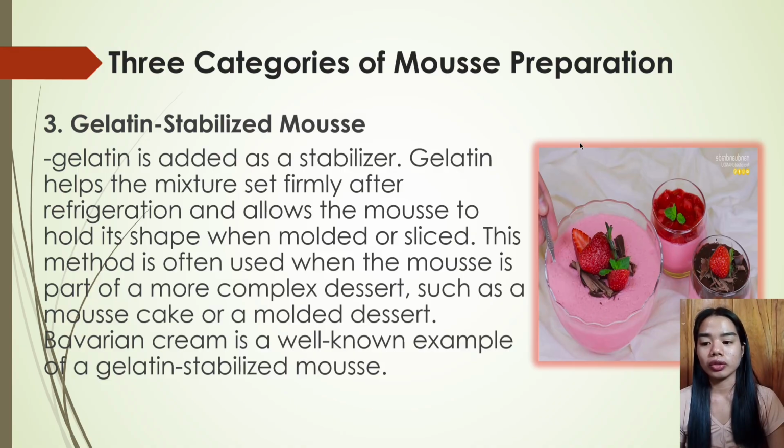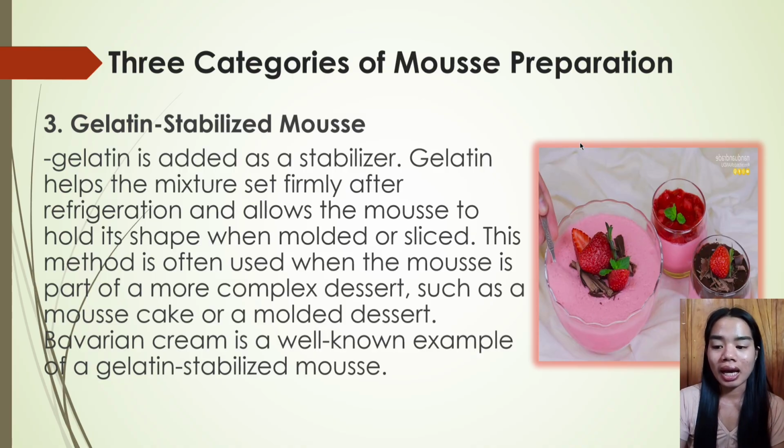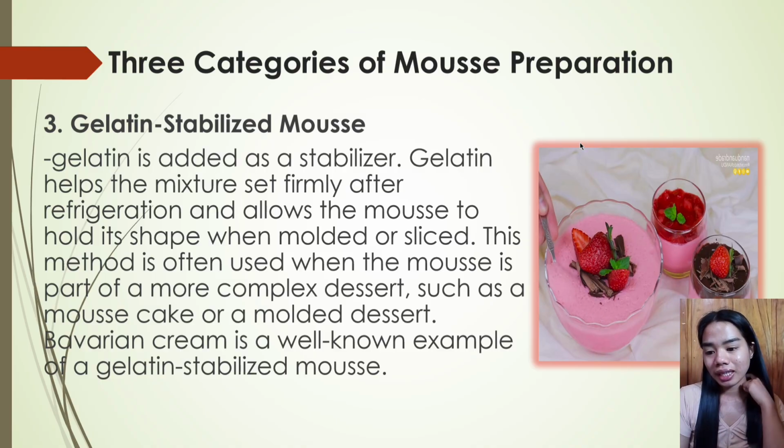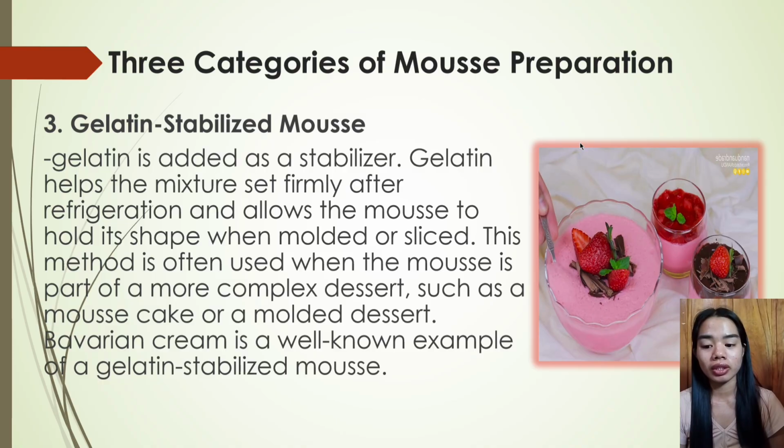So let's proceed now to the gelatin stabilized mousse. So, gelatin is added as a stabilizer. Alam naman po natin ang gelatin na pinapanatili nitong maayos ang itsura at texture o yung halo ng ating product. So, gelatin helps the mixture set firmly after refrigeration and allows the mousse to hold its shape when molded or sliced. So, this method is often used when the mousse is part of a more complex dessert such as a mousse cake or a molded dessert.